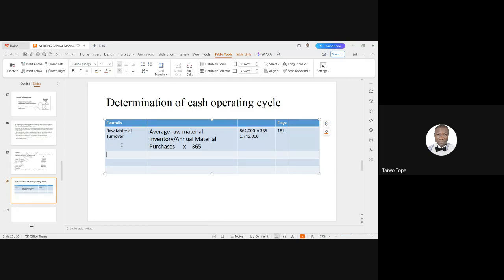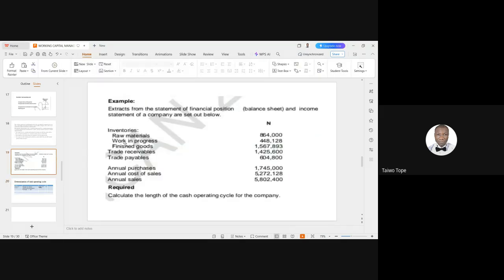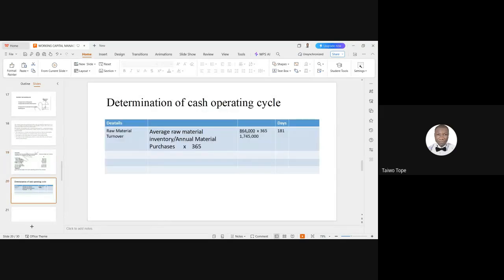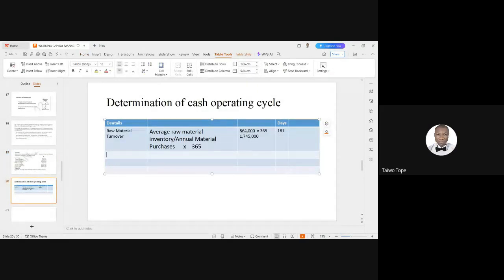So now the next is for us to compute what? Looking at this question, period of what? Work in progress. Very good, the production cycle. We can compute the period of production, the work in progress.